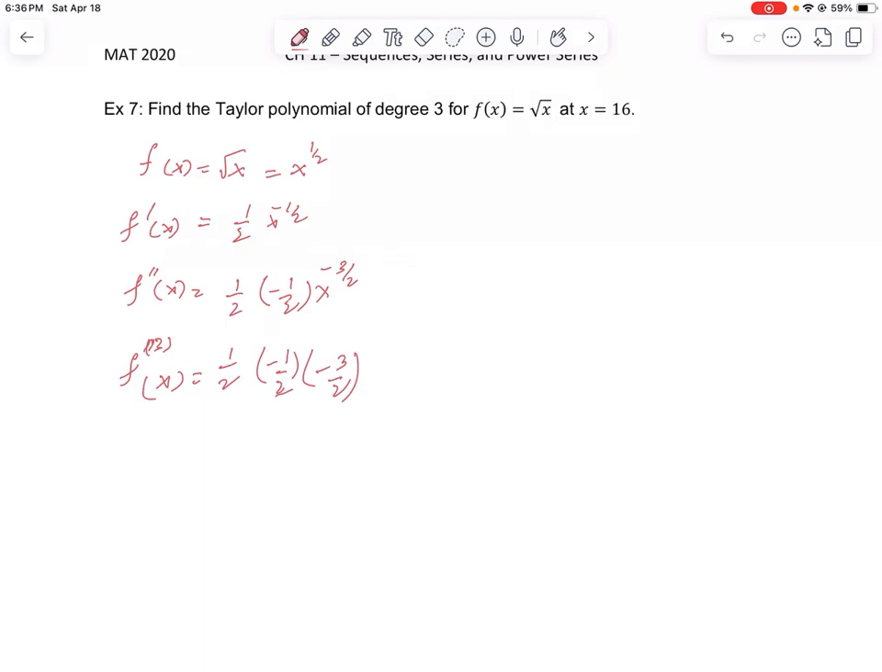Okay. So we have to evaluate it at 16. So I get f of 16 is equal to square root of 16, which is equal to 4. F prime of 16 will be 1 over 2 square root of 16 at the bottom. So 1 over 8. f double prime of 16 will be equal to 1 over 2 times negative 1 over 2.